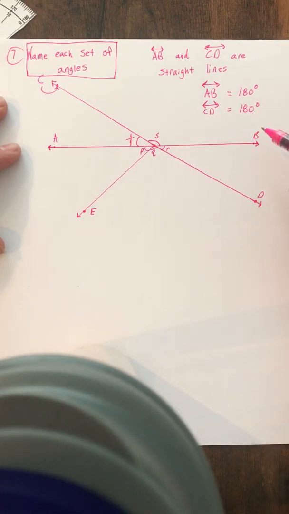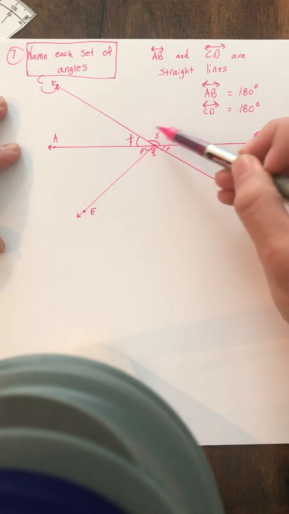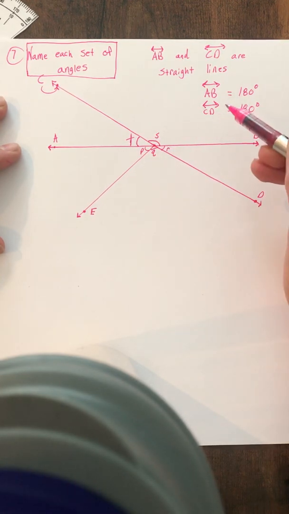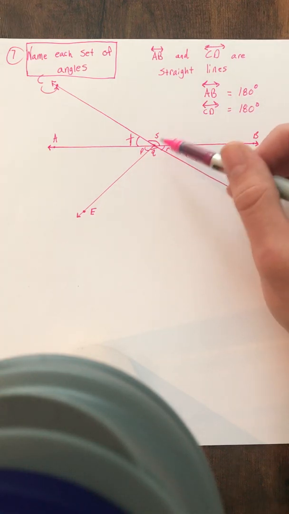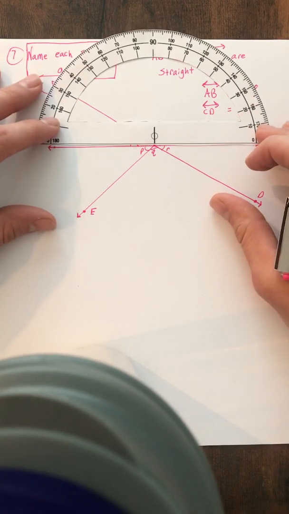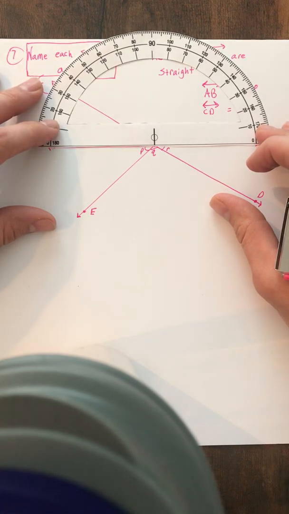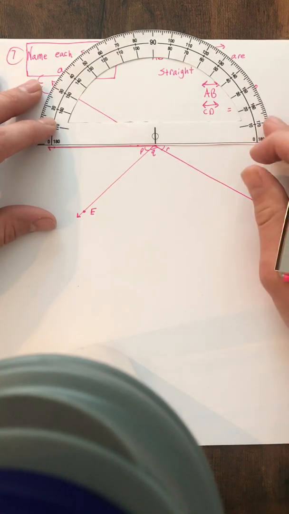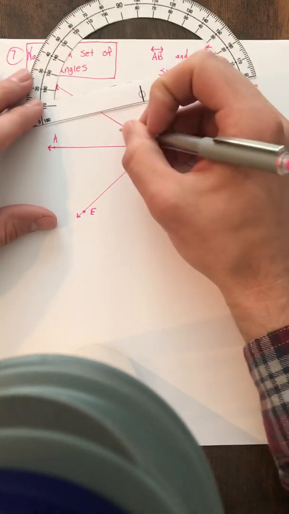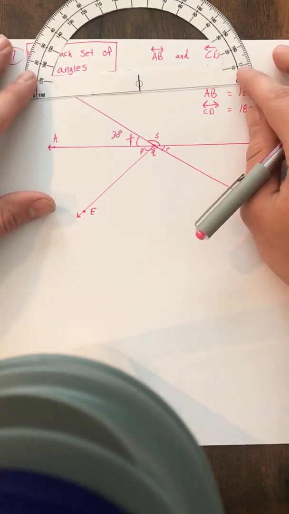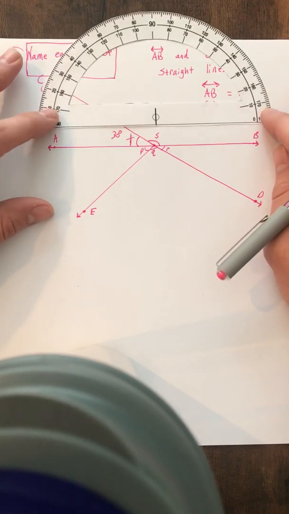So the first angles that pop out, if I'm looking at the top side of line AB, are angle T and angle S. Looking at angle T and angle S together, they look like they complete 180 degrees. So I'm going to check that. I put my protractor on, and I want to get the measure of angle T first. It looks like I have 30 degrees, so I'm going to write the number 30 there.